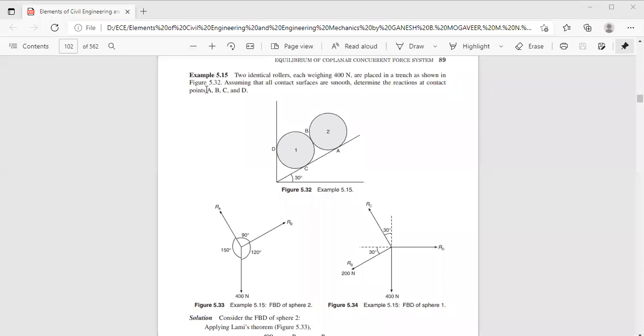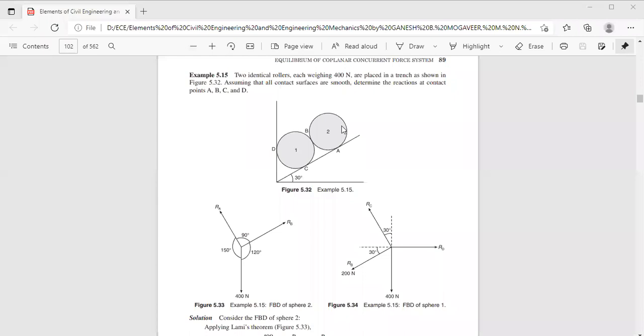So in the last class, we were discussing the sphere problems. Now here you have two identical spheres, each weighing 400 Newton, placed in a container or trench as shown in the figure. Assuming that all contact surfaces are smooth, determine the reactions at the contact points A, B, C, D. Now here this is the given problem.